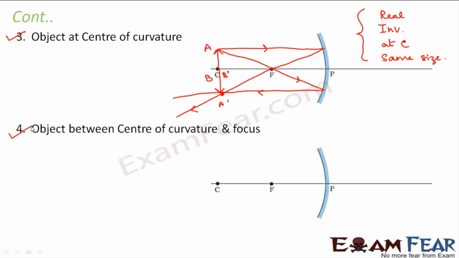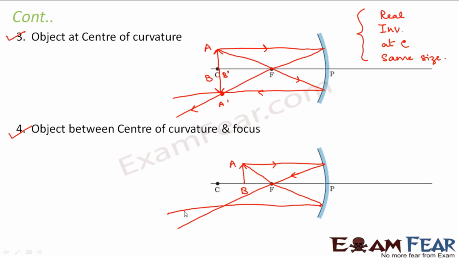Let us look at the fourth scenario where we want the object to be placed between the center of curvature and the principal focus. So now the object is still nearer to the mirror. So this is my object AB. Here also let me assume any two rules. A ray of light parallel to principal axis after reflection passes through the principal focus, right? Another ray of light passes through principal focus and after reflection goes parallel to the principal axis.